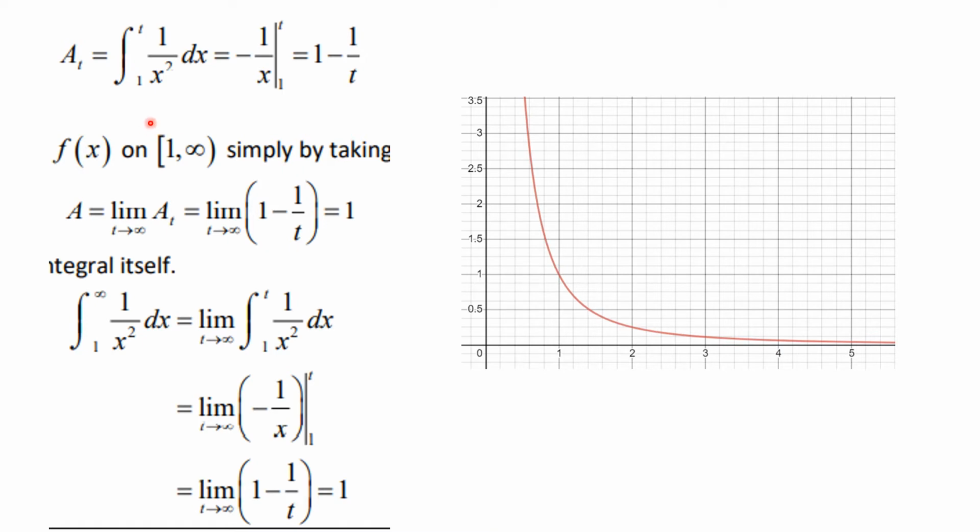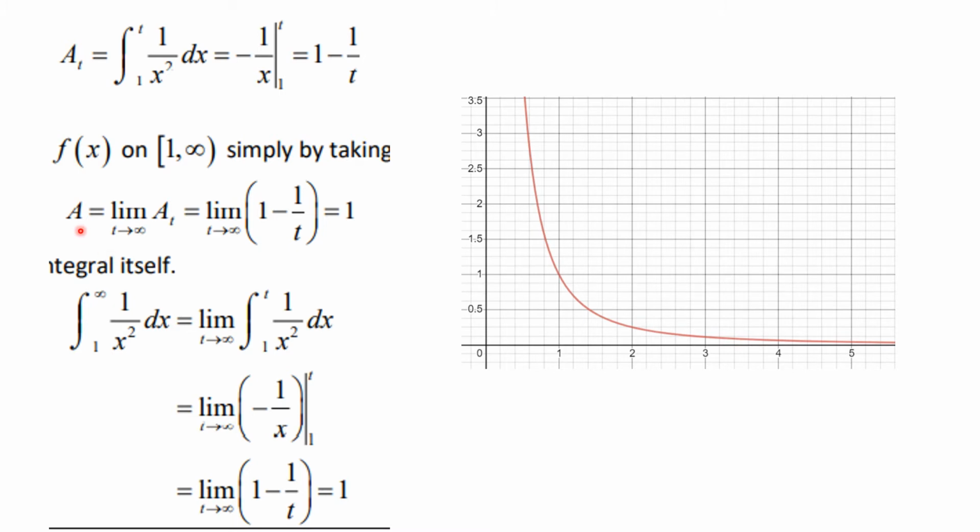So here's what we do. We define A sub t to be the integral from 1 to t of 1 over x squared dx, and we're taking t to be some arbitrary number way out here. When we do that, this is x to the minus 2, so the antiderivative is minus 1 over x. We evaluate it at these points. When we put t in there, we get minus 1 over t. Then there's another minus sign from the fundamental theorem of calculus when we put 1 in there, so that makes a positive 1. So what we have is 1 minus 1 over t.